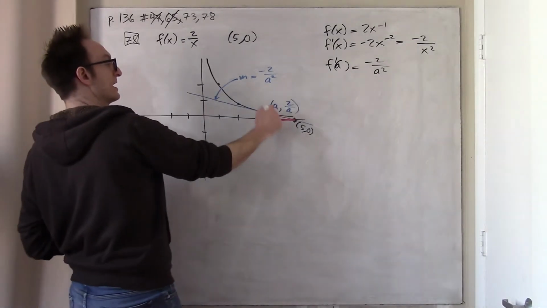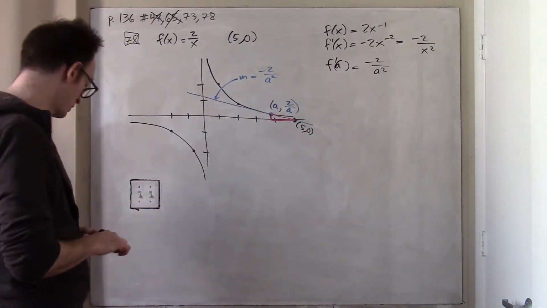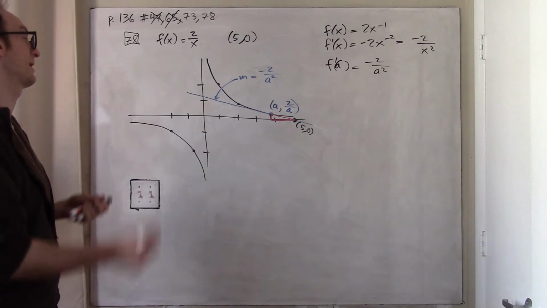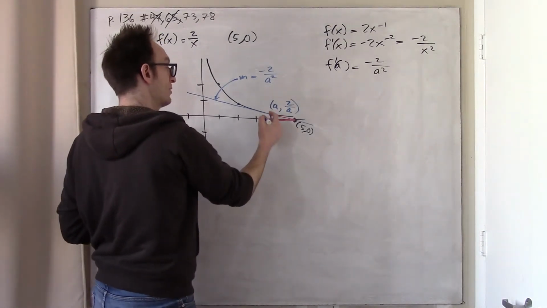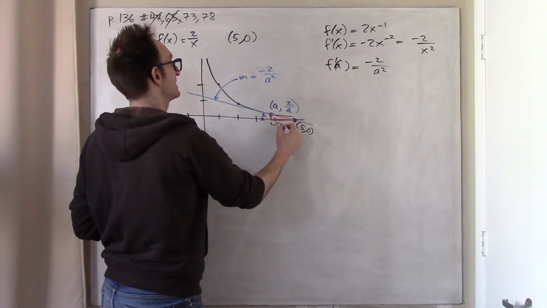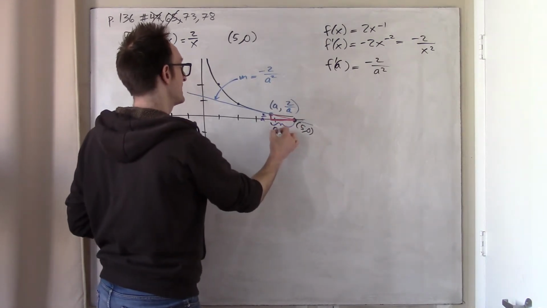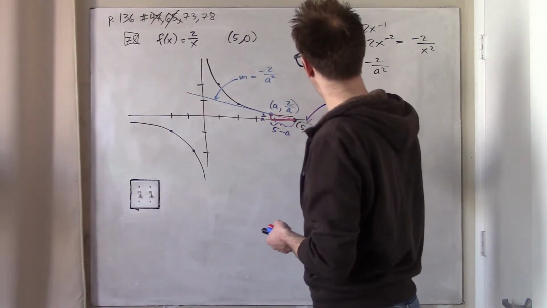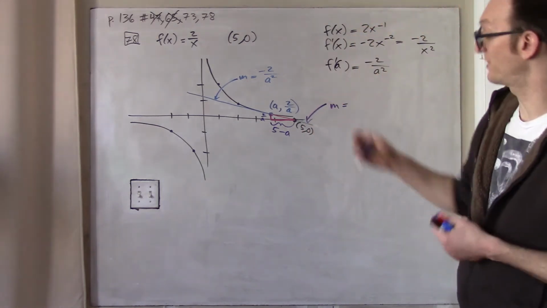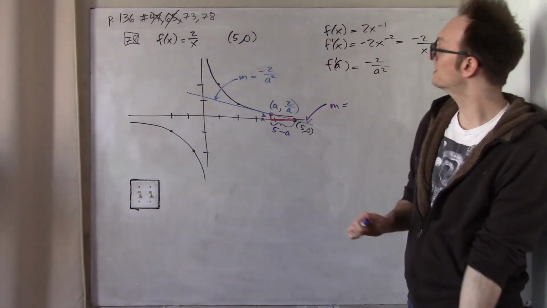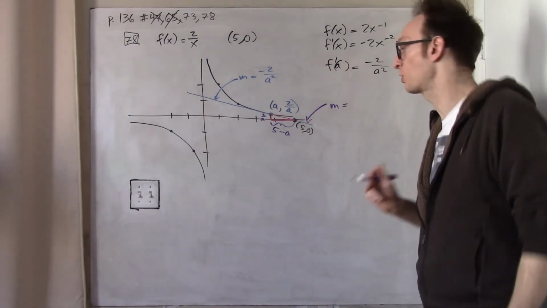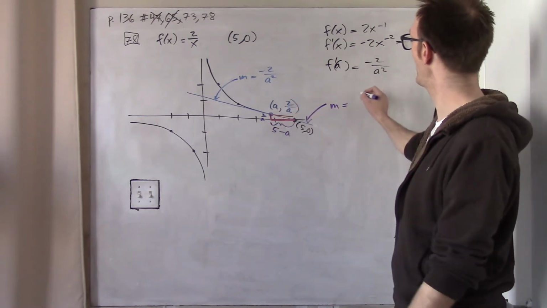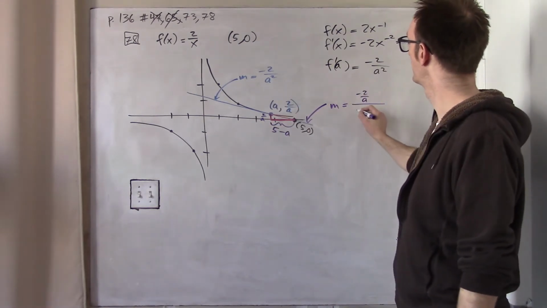One of the points is (5, 0), and the other point is (a, 2/a). So I can just calculate the slope of the line that way, right? The y-coordinate here is 2 over a, and the x-coordinate here is 5 minus a. Using that way of thinking about this line, the slope can be expressed in a different way, in terms of a. It's down 2 over a, so negative 2 over a, over 5 minus a.